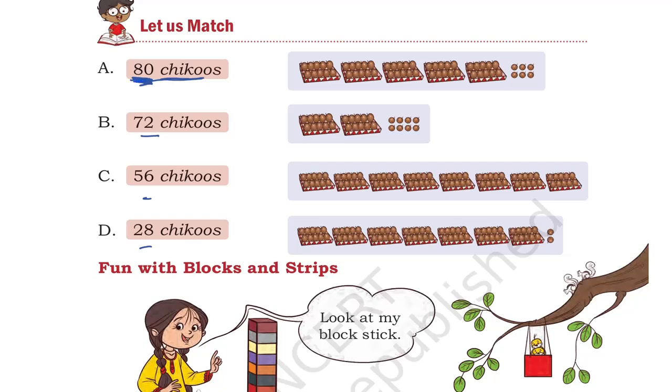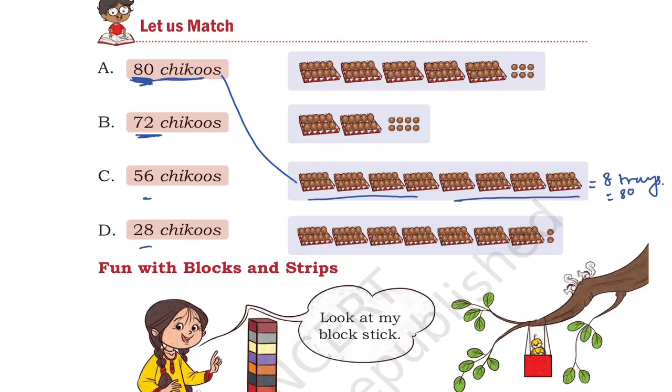No, because if one tray contains 10 chikus, 80 chikus will fit into how many trays? 8 trays. So we just need to see where we have 8 trays and match it with that. So 4 and 4. This has 8 trays, right? And it will be able to fit in 80 chikus. So we're going to match it with this.